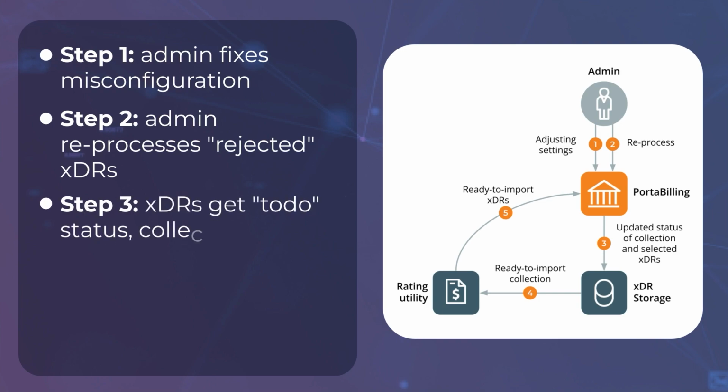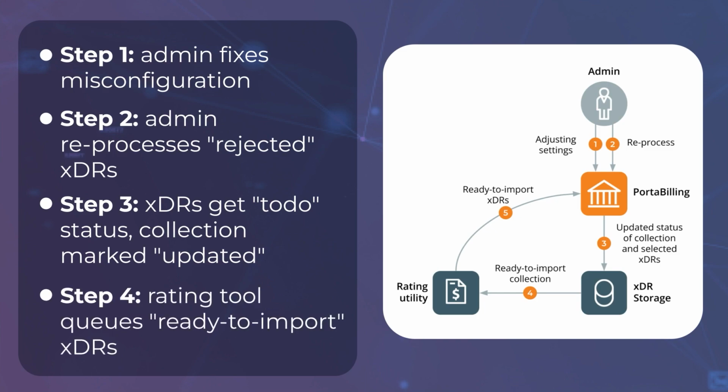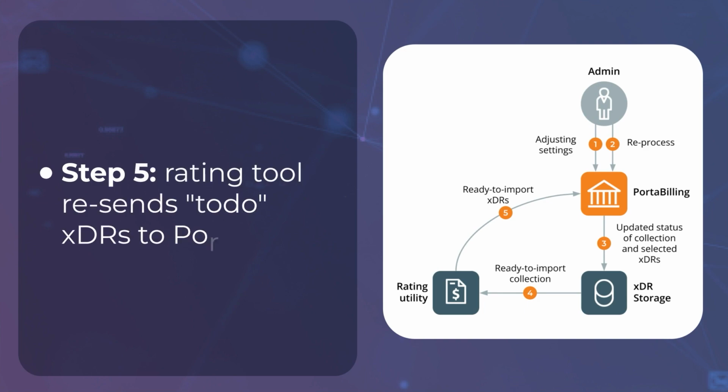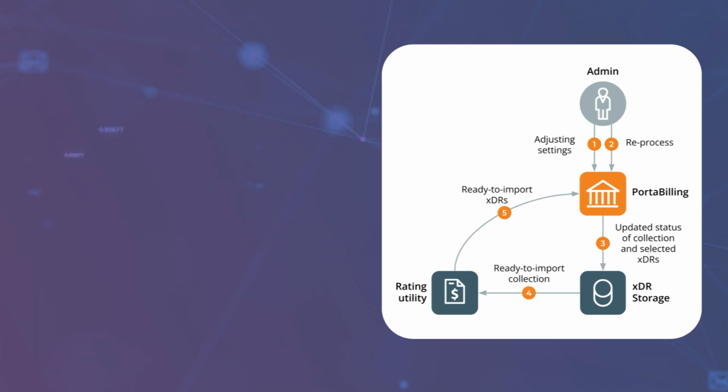For step 3, the xDRs are marked with To-Do status in the xDR storage, and the appropriate xDR collection is marked as Updated. This status is interpreted as ready to import by the rating utility. In step 4, the rating utility places the ready to import xDR collection back into the processing queue. The rating utility takes the ready to import xDRs, which are now marked with the status To Do, and resends them from the appropriate xDR collection over to PortaBilling. Any xDRs in the collection that were already imported successfully are ignored.